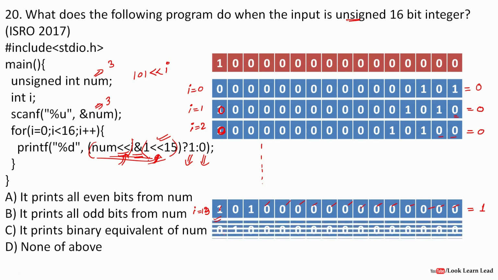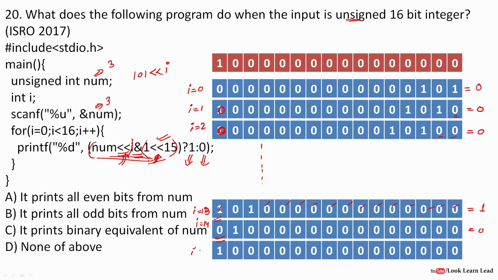Now similarly for I is equal to 14, it would give 0 only. For I is equal to 15, it would give 1. So the answer is 101. See, it is giving the binary form of the number. So it prints the binary equivalent of the number. Okay. So next question.